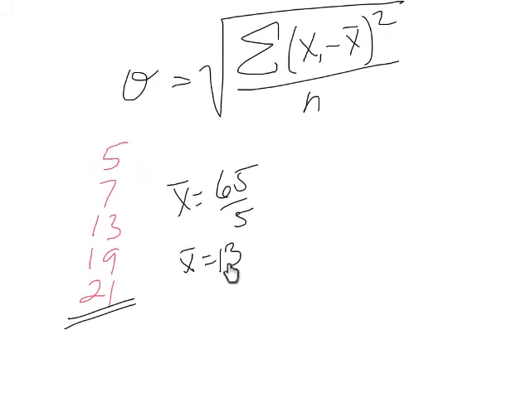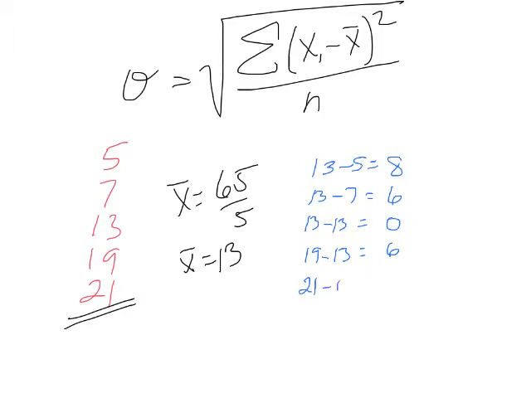All right, so first step is you want to figure out how far apart 5 is from 13. How far apart are they? So that would be 13 minus 5 gives you 8. And then you do the same thing for the rest of the values. We have 7. Okay, that'll be 6. And how far is 13 from 13? Oh, that's nothing. And how far is 19 from 13? 6. How far is 21 from 13? And that would be 8.